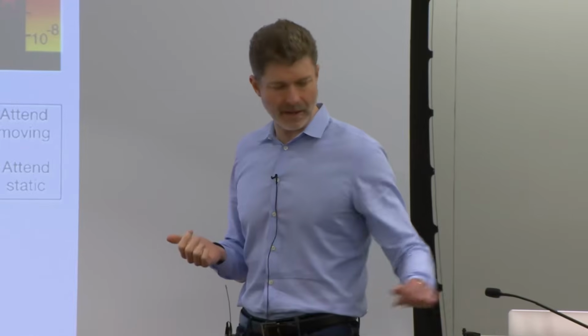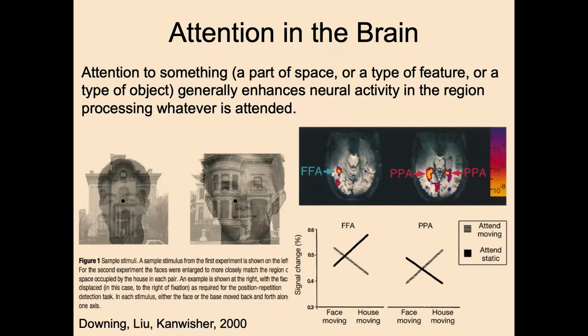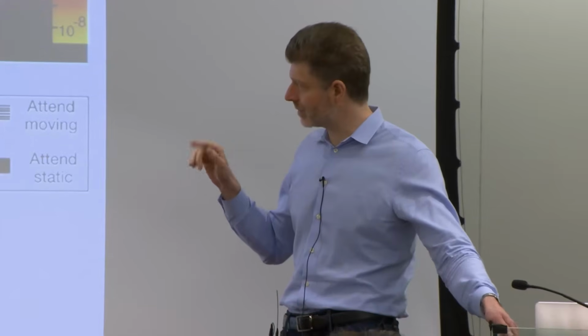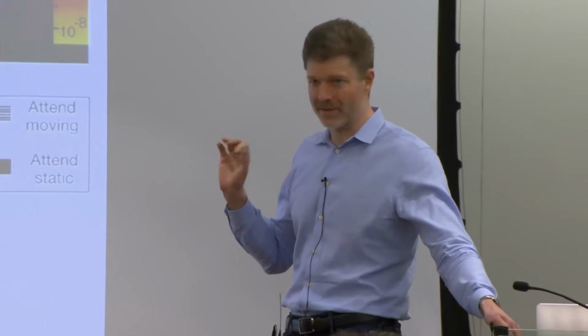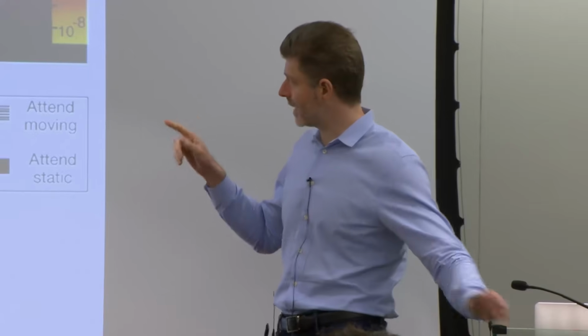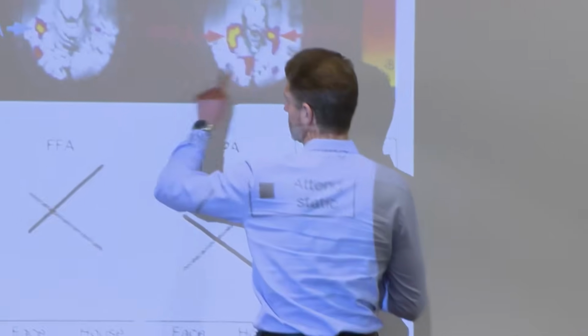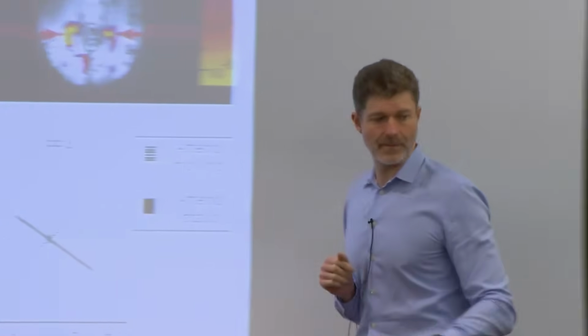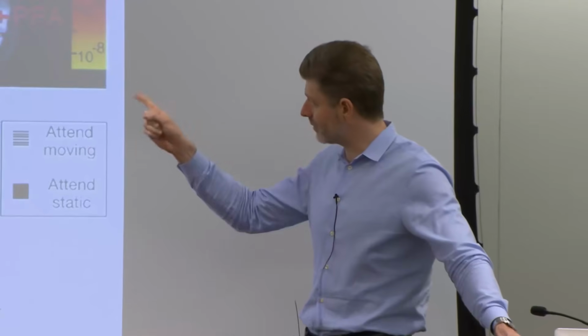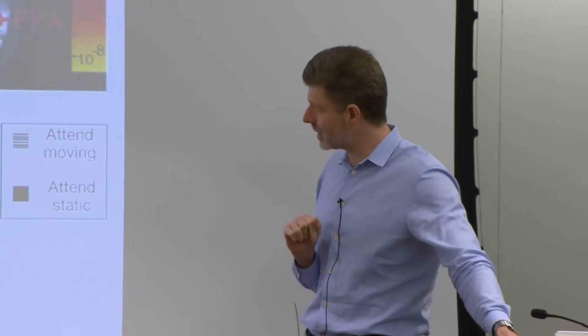Okay. We also saw how you can attend to particular types of objects. So this is an experiment where images of objects are superimposed. One of them is moving, and you're directed to attend to either the moving one or the static one. And in this particular case, these are images of faces or houses, which preferentially activate these two distinct regions of the ventral visual cortex, the fusiform face area and the parahippocampal place area.